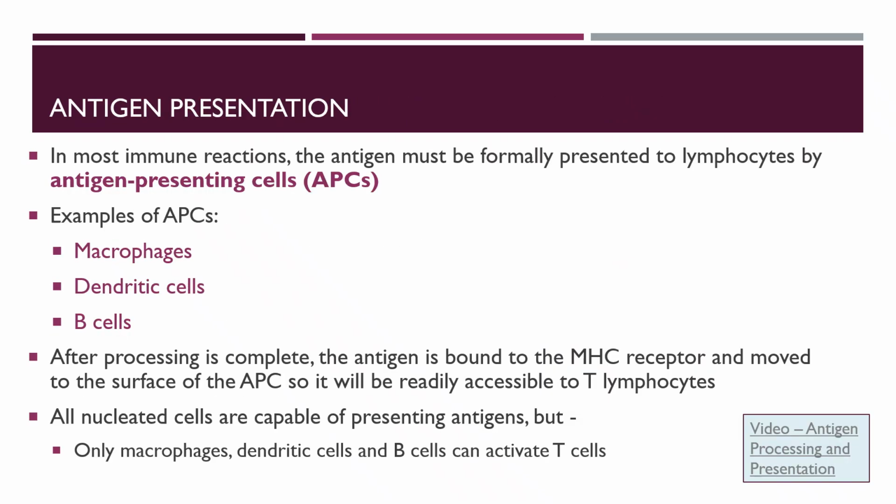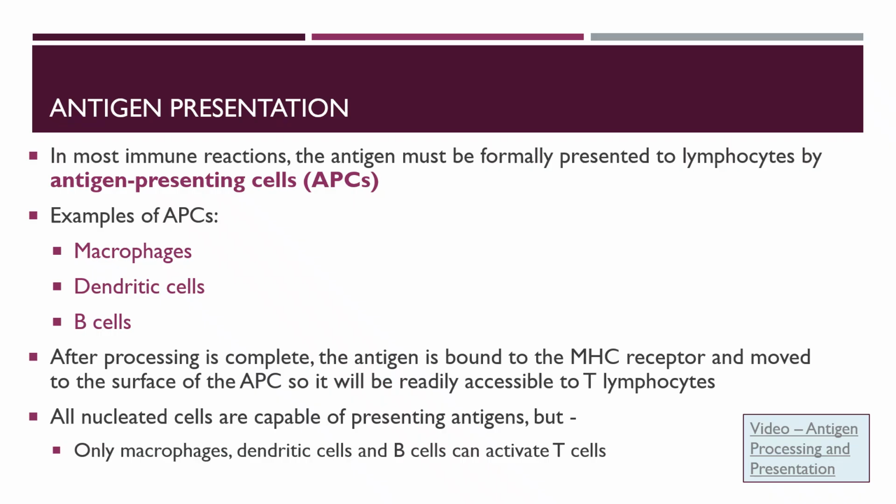So, antigen presentation. In most immune reactions, the antigen must be formally presented to lymphocytes by antigen-presenting cells called APCs. Some examples of APCs include macrophages, dendritic cells, and B cells. After processing is complete, the antigen is bound to the MHC receptor and moved to the surface of the APC so that it is readily accessible to the T lymphocyte.